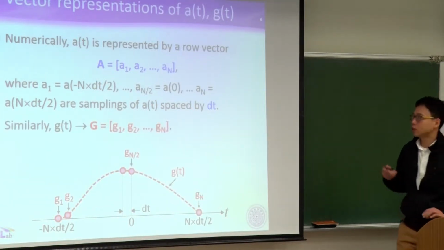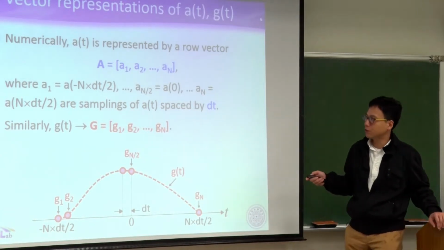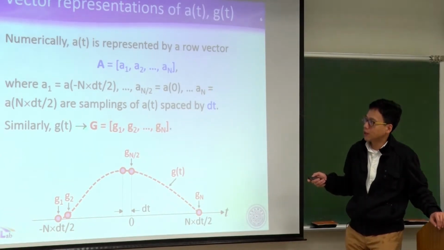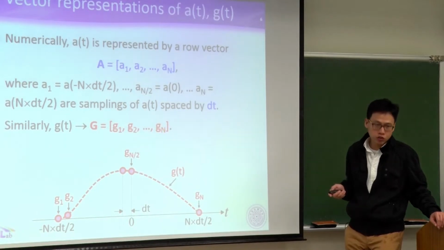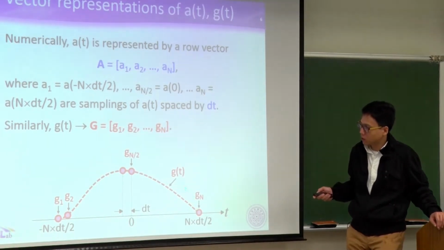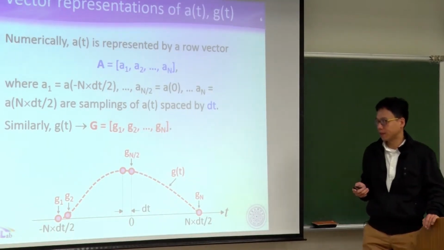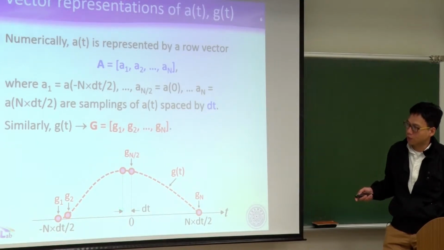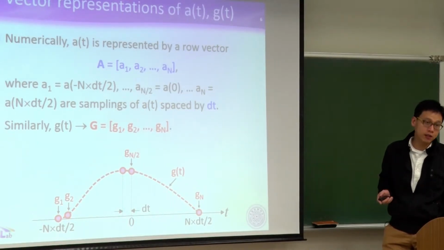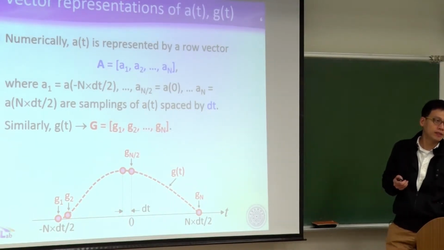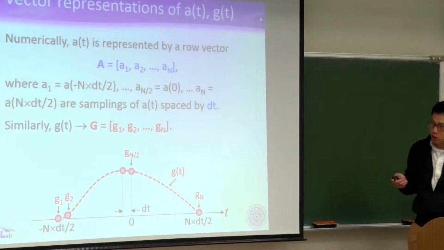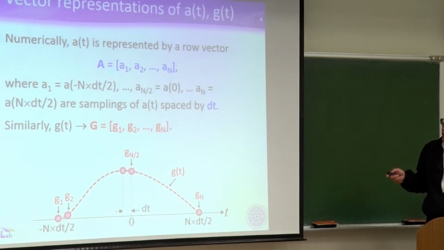And then similarly, we have the gate pulse G of t. You can do the same thing. So you get a row vector big G consisting of G1, G2, all the way to Gn, with a similar approach. They share the common unit step size dt in this example. So now you have two vectors, big A and big G.